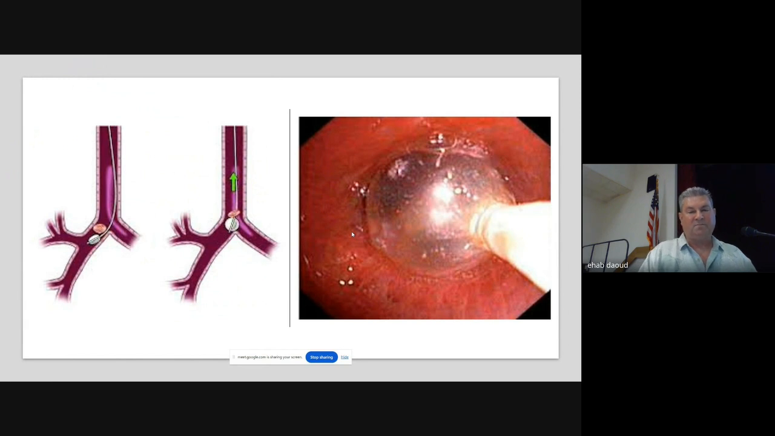I mentioned you could use balloons. So there's an example of balloon bronchoplasty on the right, and on the left, lifting a foreign body out of the airway. Sometimes you just can't grab something with forceps, or you can't freeze to it with the cryo, so you got to come up with another way.